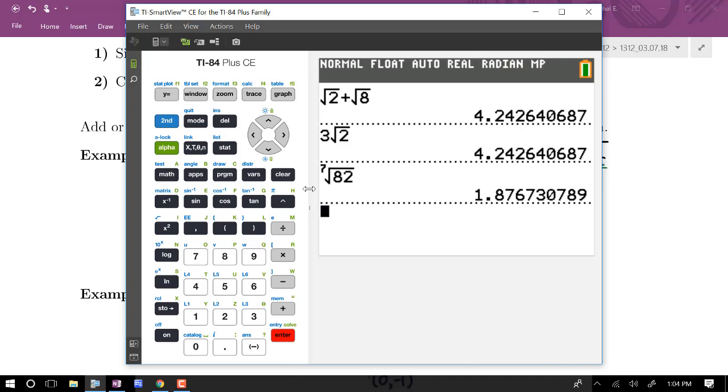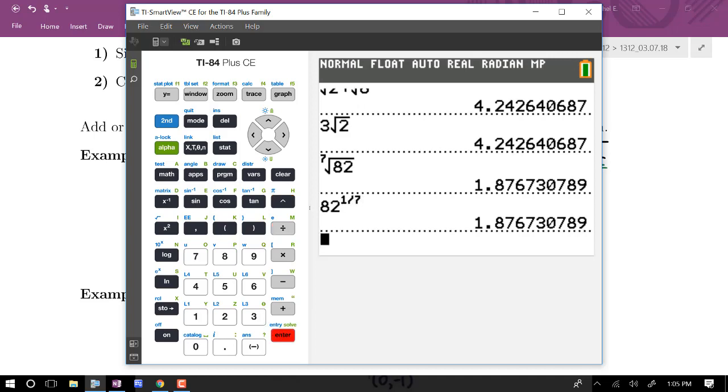If you don't have the option to do the x root or the nth root, you can always get it. Like if I wanted to find the 7th root of 82, you can always find it by converting the root to a 1 over 7 exponent.